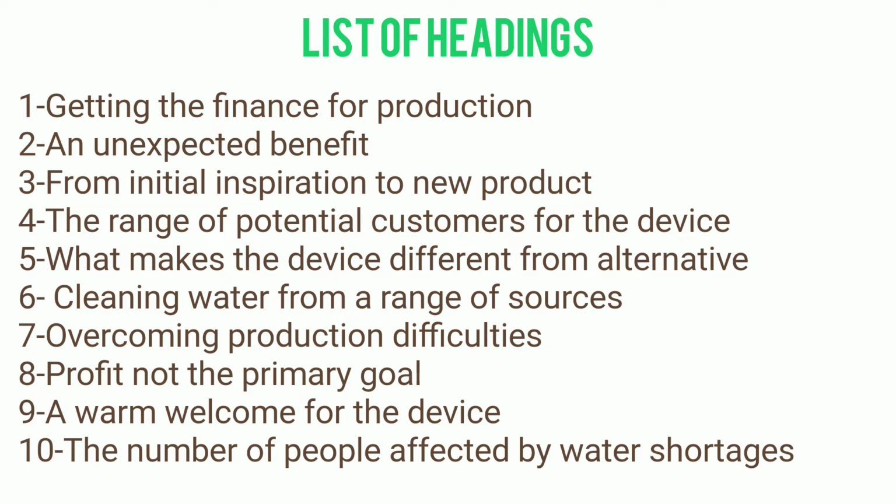Seventh, overcoming production difficulties. Again, guys, no. Profit not the primary goal, nothing about profit. A warm welcome for the device. There's nothing like welcoming device. Let's eliminate that also. Number of people affected by water shortage. Again, it is not talking about shortage. So by elimination method, what we can see is fifth is the most appropriate heading out of the rest. So let's go by fifth for paragraph C.